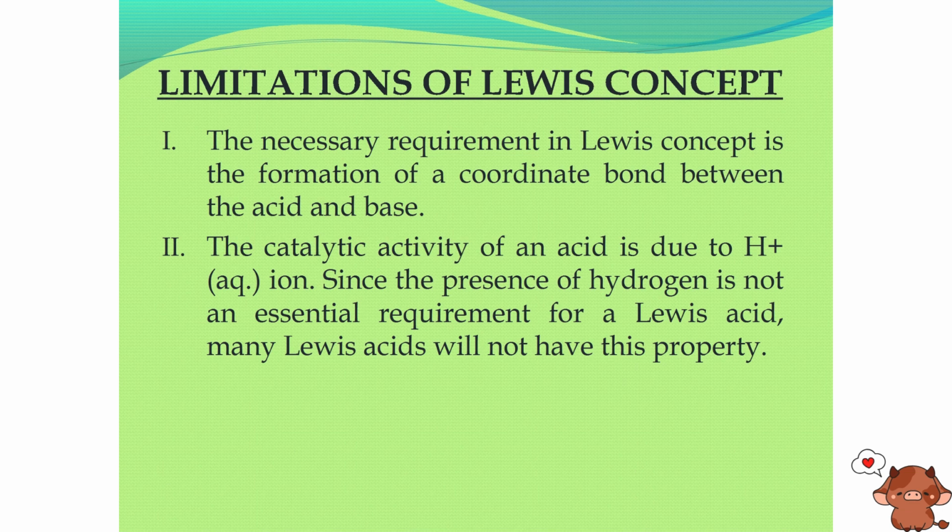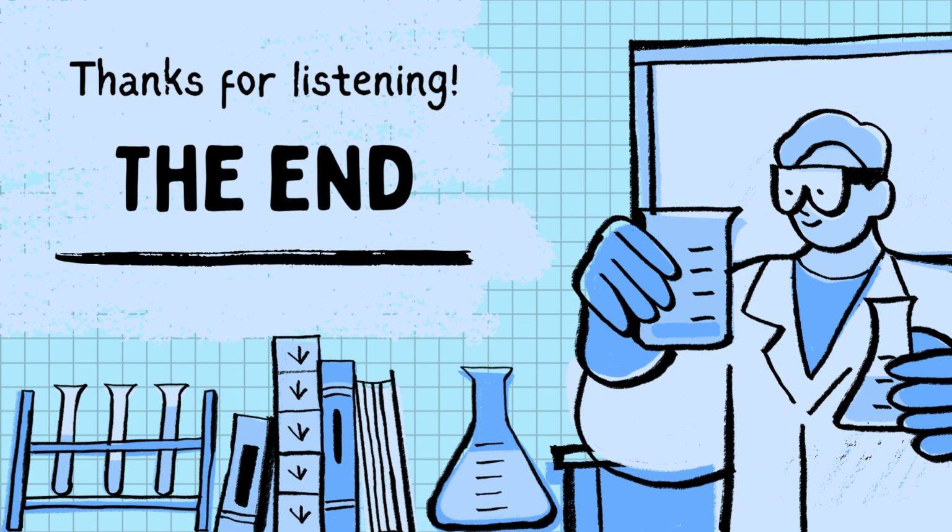And that brings us to the end of our session on ionic equilibrium. We've covered electrolytes, acids, bases, and three major theories, from Arrhenius to Bronsted-Lowry to Lewis.